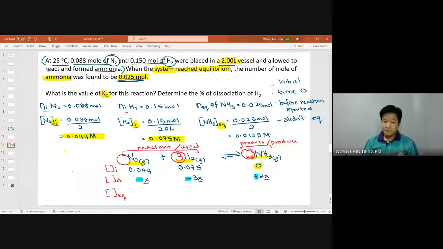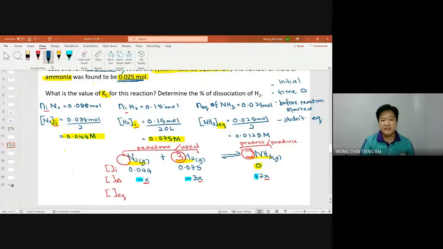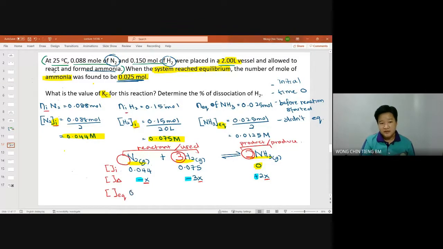Okay, simple. So your equilibrium lagi senang. Your equilibrium is basically initial minus changes. 0.044 minus x, 0.075 minus 3x, 0 plus 2x. So you have your 2x over here. Any problem with the ICE table?